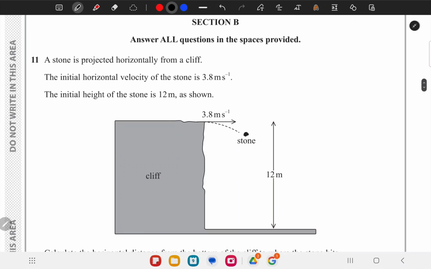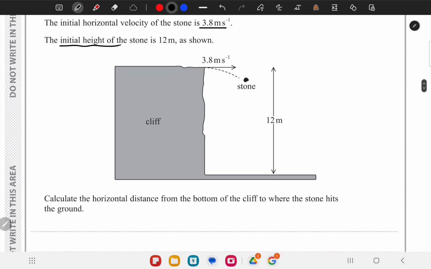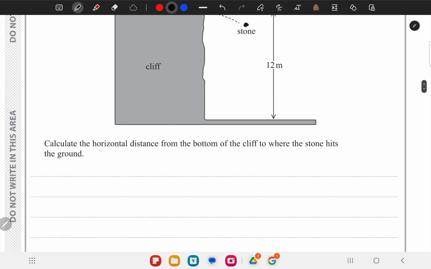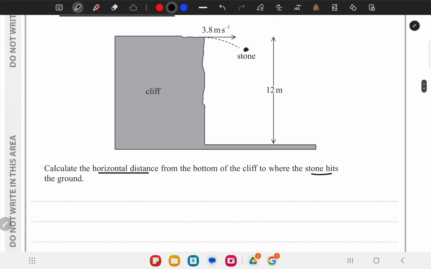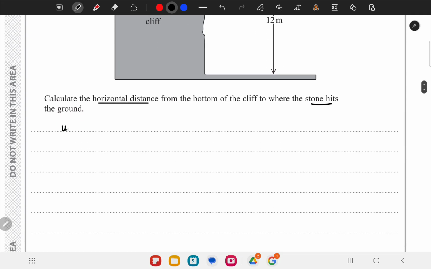Now moving to section B. For question 11, we have a question about projectile motion. This is a stone that was thrown from the edge of a cliff horizontally. So its initial vertical velocity is 0. The initial horizontal velocity is 3.8 meter per second and the initial height is 12 meter. And for this question, we have to find the horizontal distance from the bottom of the cliff to where the stone hits. So basically the range of the stone.